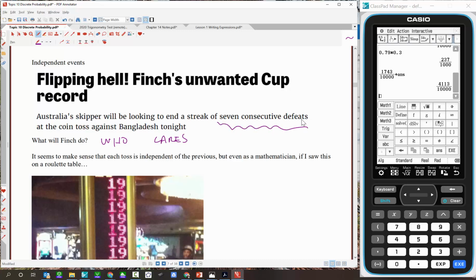Every time you go to a coin toss, it doesn't matter what's happened in the past. The coin does not have a memory. The coin doesn't know that Finch has just lost 6 consecutive coin tosses. Okay, so it will come up as either a head or a tail. This is a redundant headline. Makes good news though.